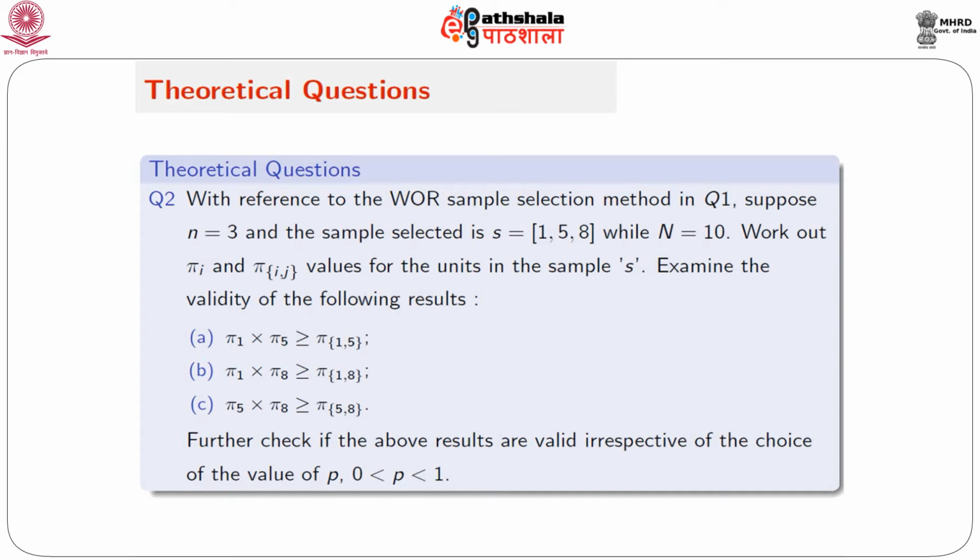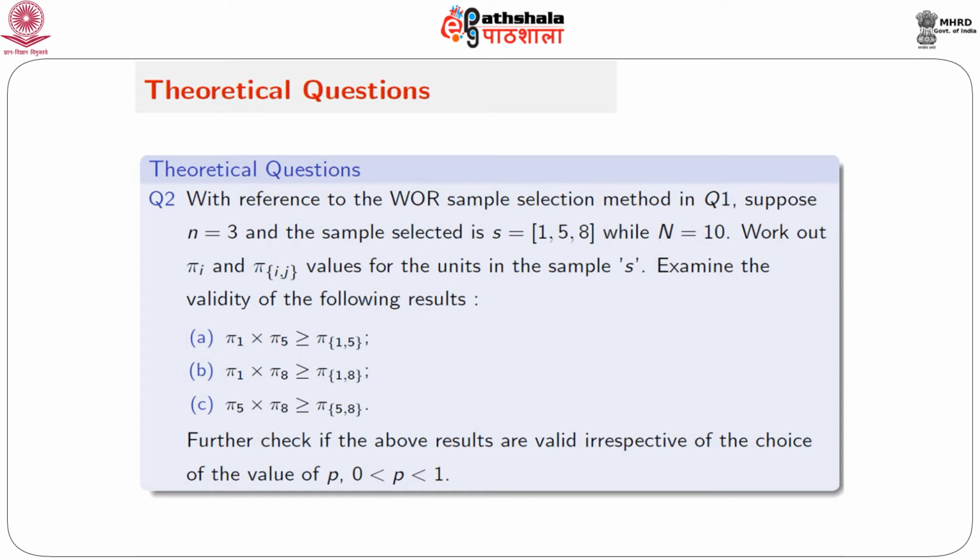Okay, so we are referring to question 1 and the without replacement sample selection method, with small n equal to 3 and capital N equal to 10. So there are 10 units in the population. For the first unit in my sample, population unit 1 is selected with probability p, population unit 2 is selected with probability 1 minus p, and after that the remaining two units are selected by without replacement sampling from the remaining 9 units. The particular sample selected is 1, 5, 8. That means in the first attempt you got 1 out of 1 and 2, and after that you got 5 and 8. Now you are supposed to work out pi_i values for the units in the sample.